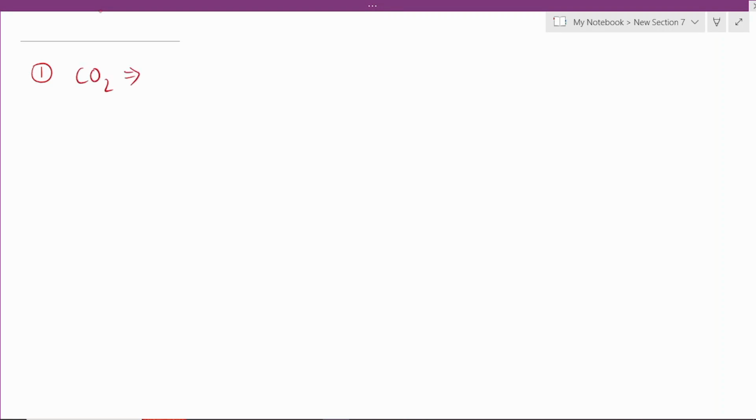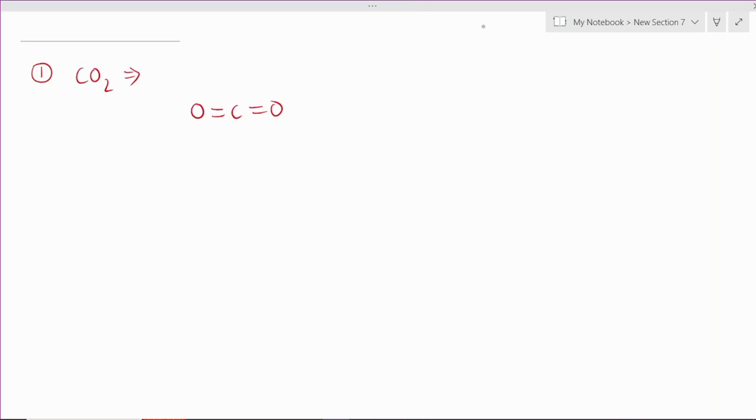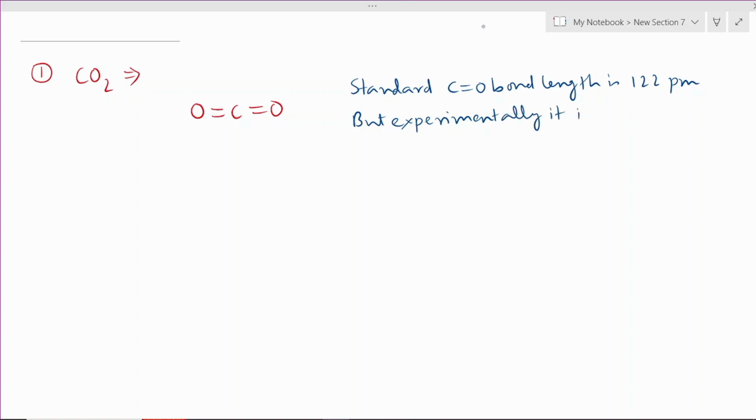First is carbon dioxide. The structural formula of carbon dioxide molecule is O=C=O, and the standard C double bond O bond length is 122 picometer. But experimentally it is found that C double bond O bond length in CO2 is 115 picometer. And the second example is benzene.